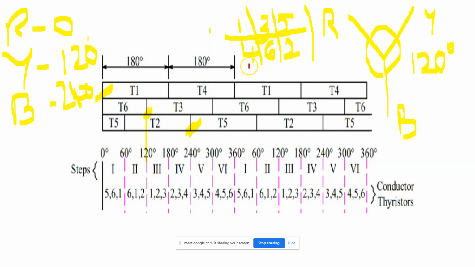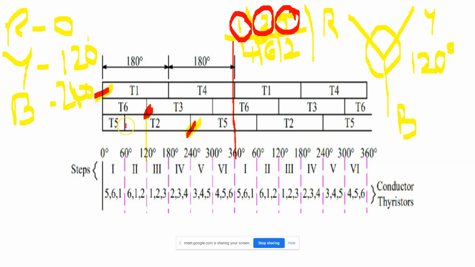For the first phase R, T1 has started at 0 degrees. Next, for the second phase, T3 starts at 120, and on the third phase the upper leg thyristor starts at 240 degrees. As I had mentioned, the three phases have a phasor difference of 120 degrees. We will just see for 360 degrees alone.